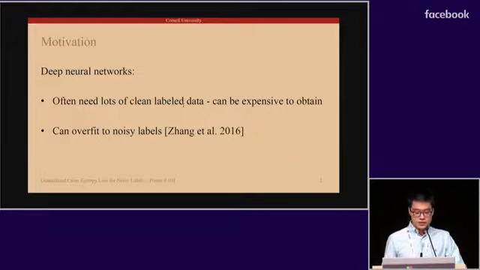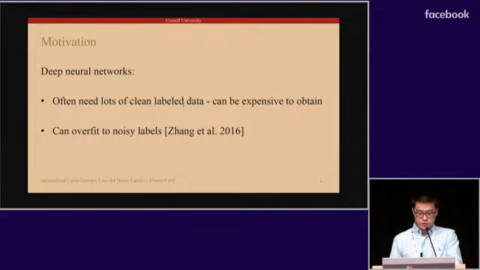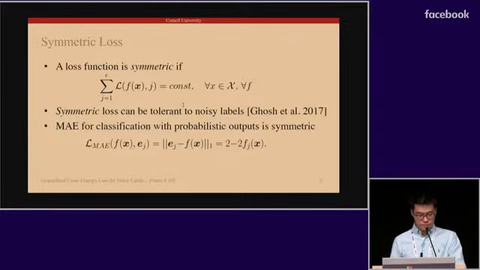Moreover, it has been recently demonstrated that training neural networks with the widely used cross-entropy loss can lead to significant overfitting to noisy labels. In light of this, we propose a loss function for training neural networks with noisy labels.